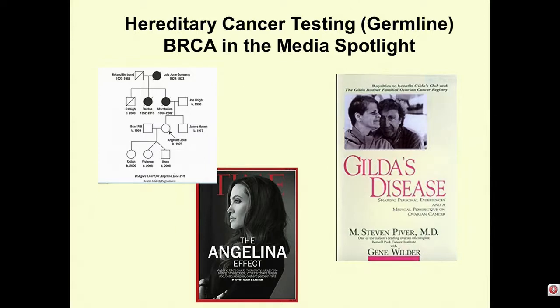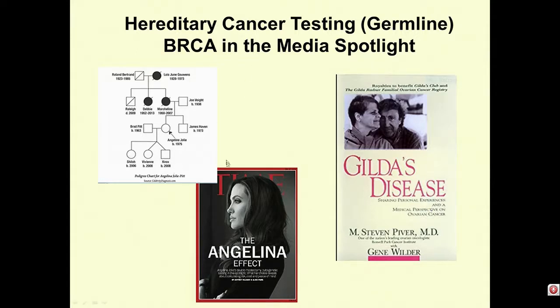Because BRCA1 and 2 account for the majority of hereditary breast and ovarian cancer, people are more familiar with BRCA1 and 2, and we've also been helped out a little bit by the media. If you have heard of Angelina Jolie or Gilda Radner, both Angelina and Gilda Radner had hereditary breast and ovarian cancer due to BRCA1 or 2 mutations that were passed down from a family member.